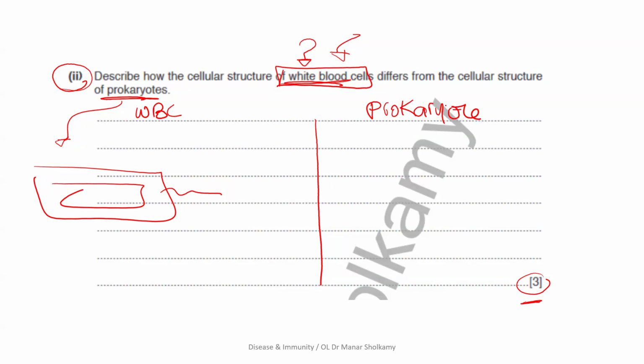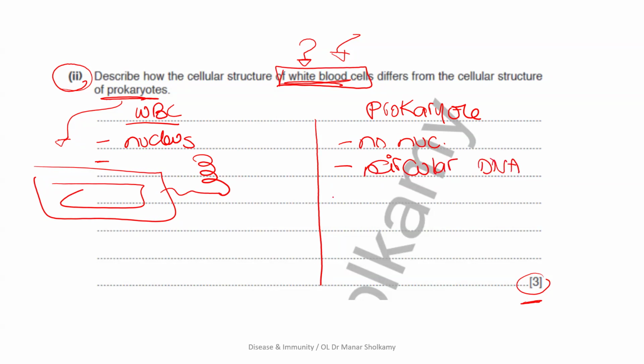The white blood cell has a nucleus but the prokaryote doesn't. Excellent. Very good. What else? The DNA in a white blood cell is linear, but in a prokaryote it is circular. Excellent. Prokaryotes have a cell wall, but white blood cells don't. This cell wall is made up of what? Peptidoglycan or murein. Peptidoglycan, okay. And the animal cell or the white blood cell, does it have a cell wall? No, only a cell membrane.